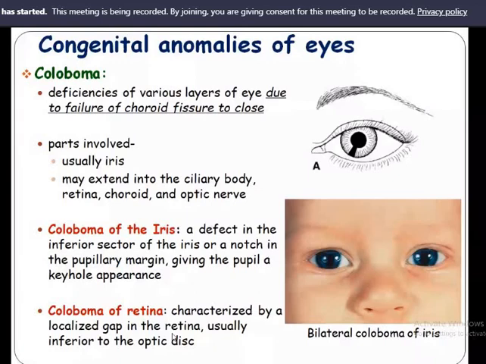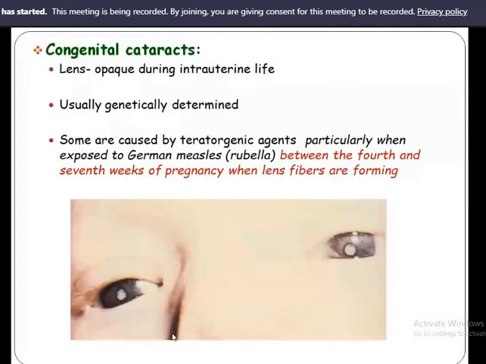Now the next one is congenital cataract. Congenital cataract is opacity of the lens during intrauterine life. It is mainly determined genetically. Another cause may be teratogenic: during the 4th to 7th week of pregnancy, if the pregnant lady is exposed to rubella, then that may cause cataract.